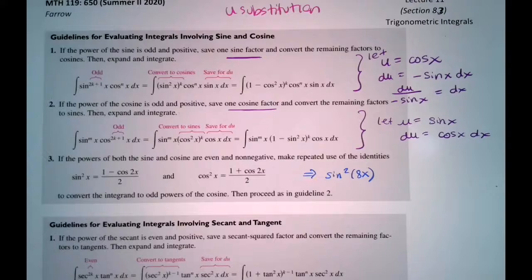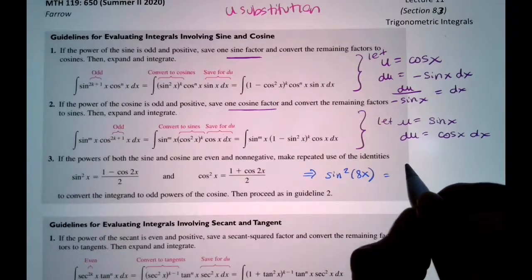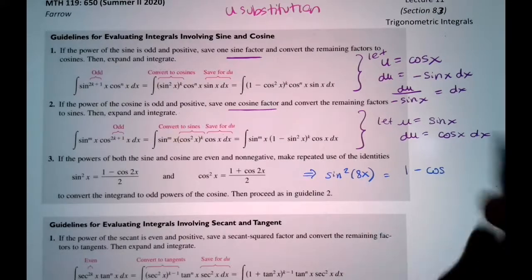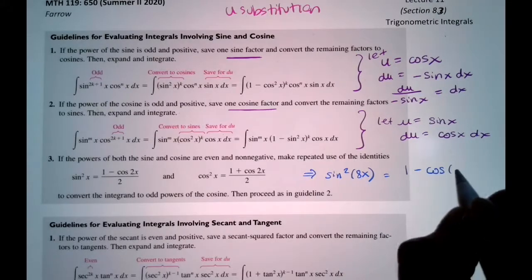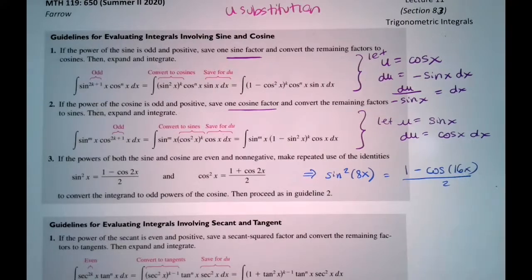I'd be using the first guy, right? And so what this would look like is this. I'm not going to put a 2x here. I'm going to put twice what that angle is, and twice that angle is 16x. And let's just take a minute and think about why would I want to do that?